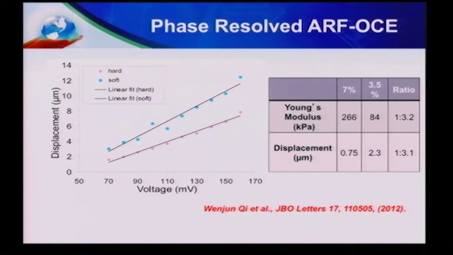Now, what happened when we look at the linearity of that excitation force? You can see there, this is the voltage applied to the ultrasound transducer, which is proportional to the force applied to the phantom. This is the displacement. You can see a very good linear relation. And when we compare to the Young's modulus test, the ratio of our displacement is 3.1, and the Young's modulus is about 1 to 3.2. You can see that they match very well.